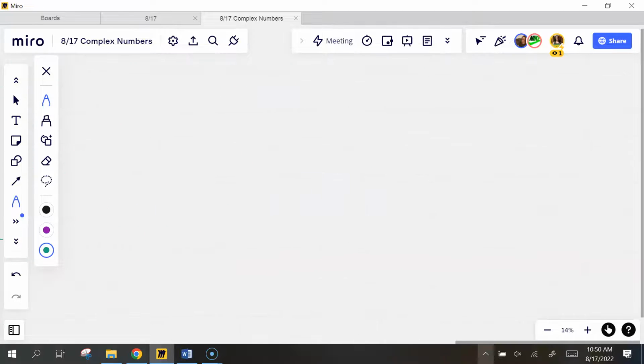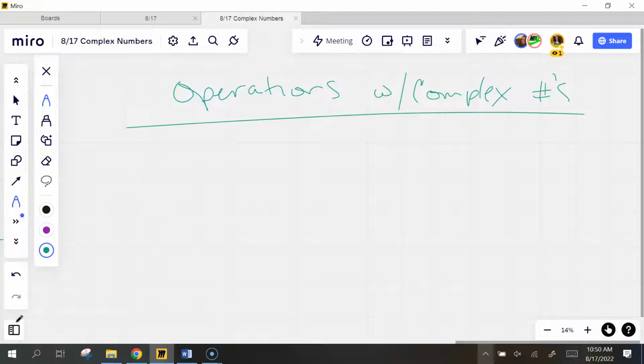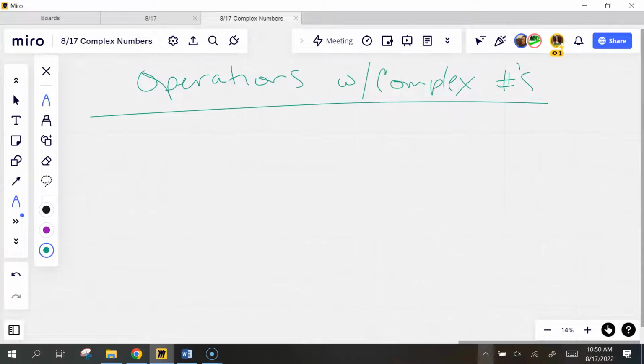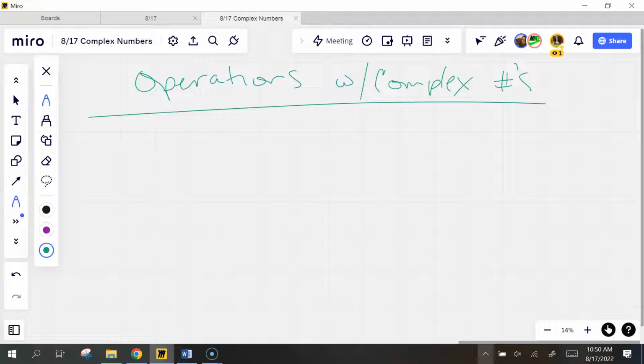Let's talk about operations with complex numbers. Now that you know what a complex number is, we're going to talk about addition, subtraction, multiplication, and yes, division. Y'all are not with me this morning. Yeah, I think we need brain breaks. You haven't used your brain yet. This is pretty complex. Okay, addition first.